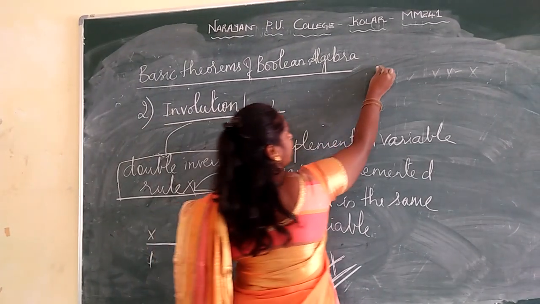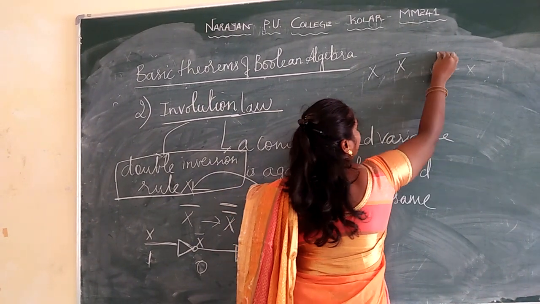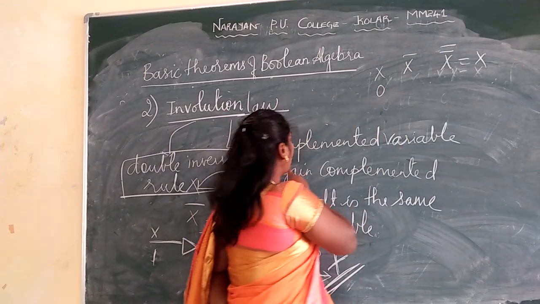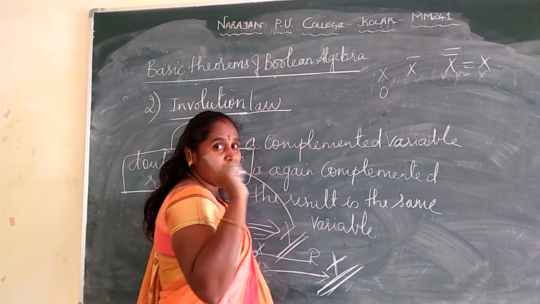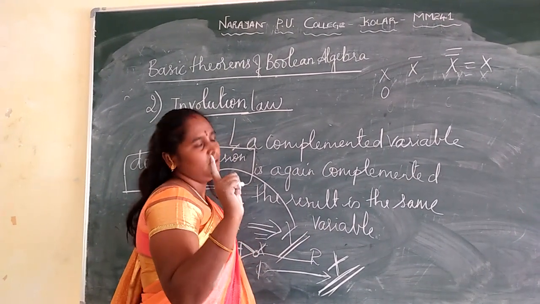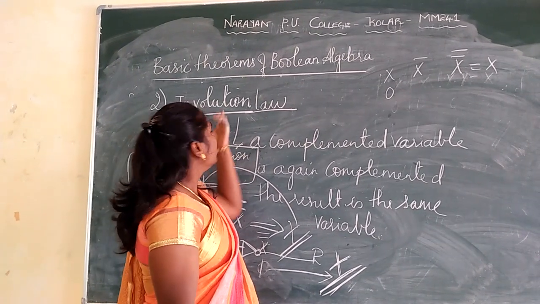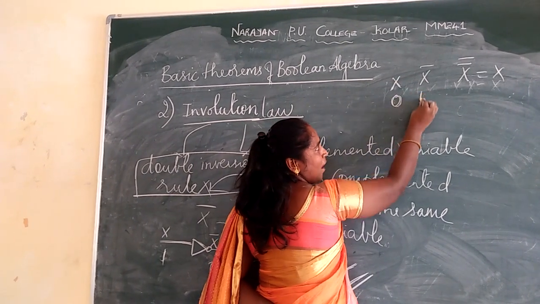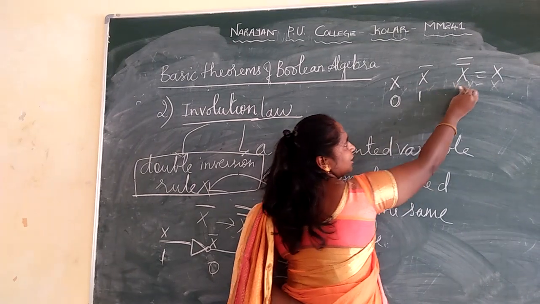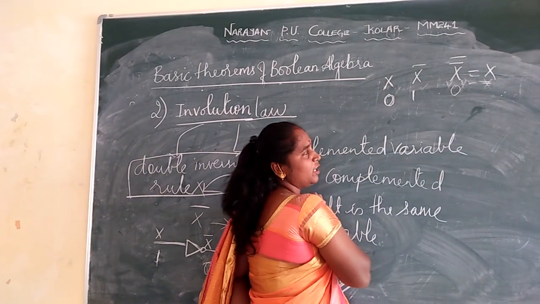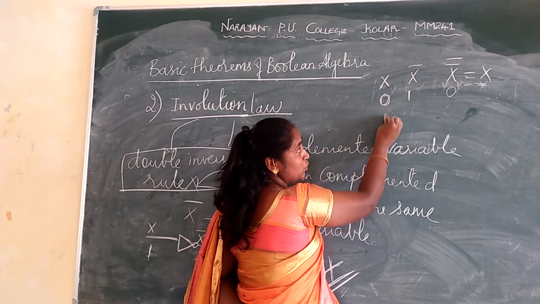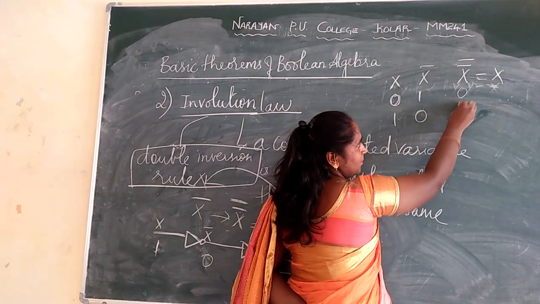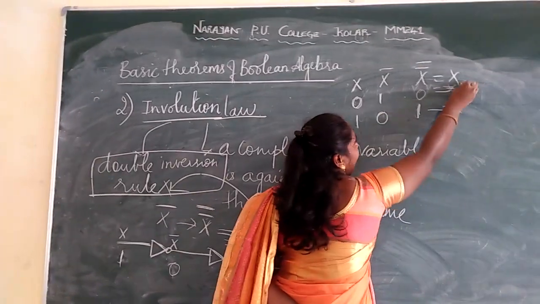So consider a truth table: x, x bar, x double bar, that is nothing but x. The NOT gate is your inversion rule. At a time, it takes only one variable. Consider one variable, x. When x is 0, x bar is 1, and doing it twice gives 0, which is your original variable x. When you consider x is equal to 1, the complement of it is 0. Again, if you complement it twice, that becomes 1. That is the original value x.